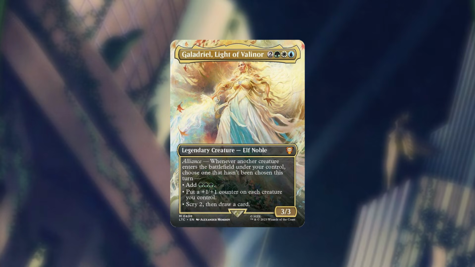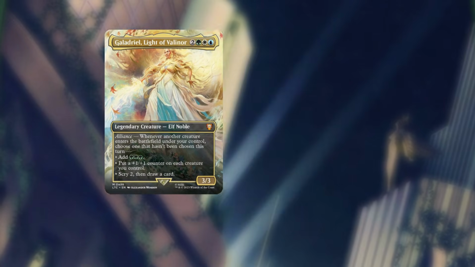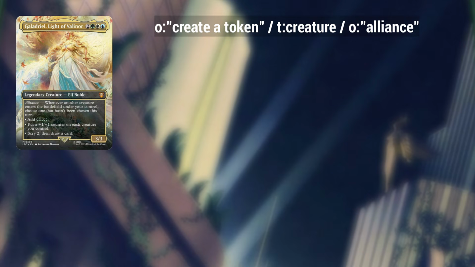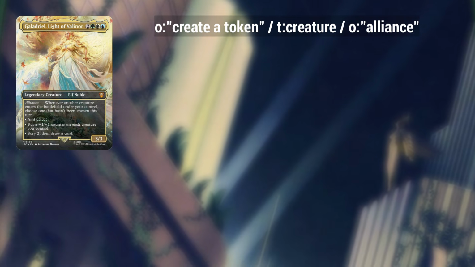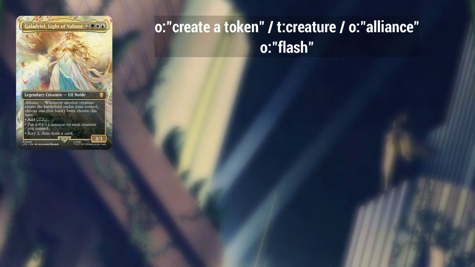This commander has a ton, and I mean a ton, of Oracle text options that you could find. It could be a token strategy. It can be an all creatures strategy. You can fully play into the alliance effect. You can have flash creatures. You can have a lot.